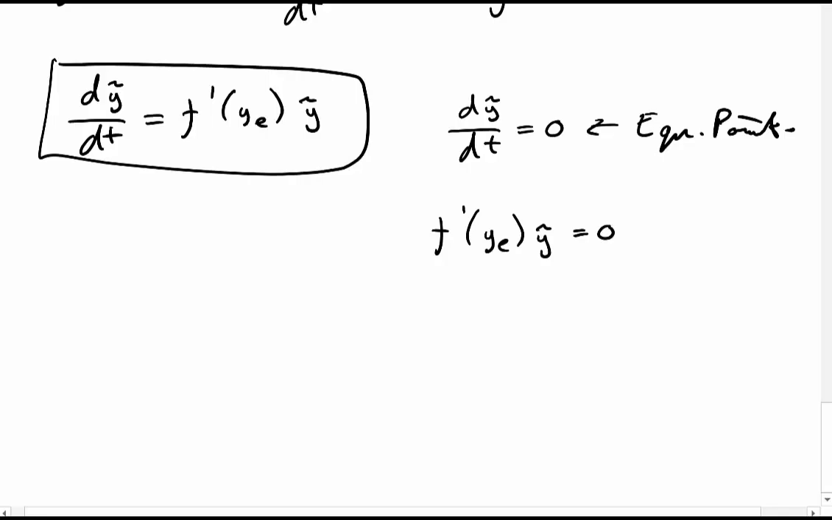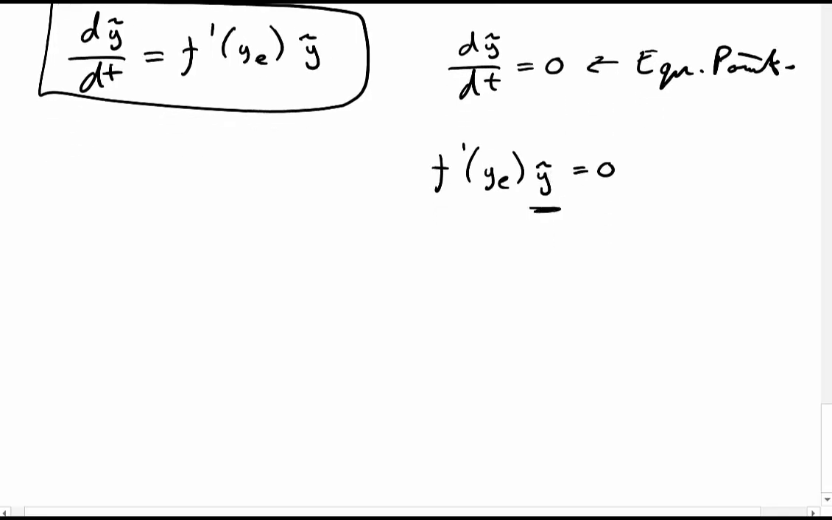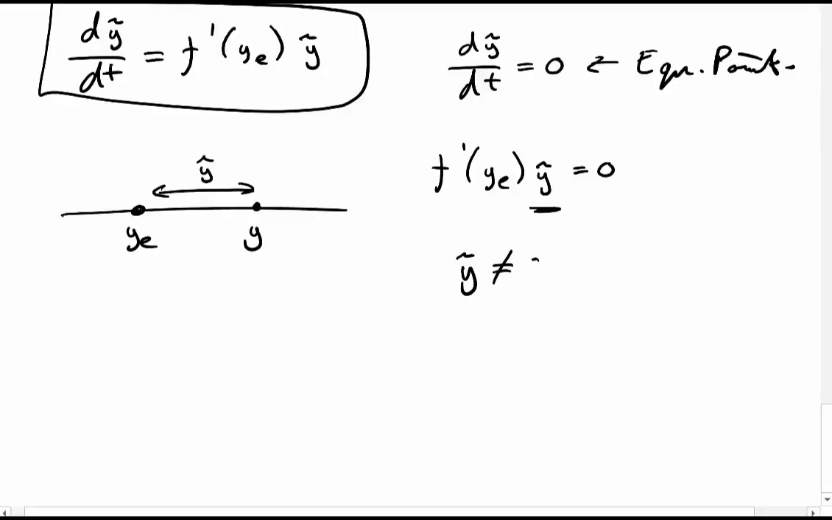Well, notice that y tilde, what is y tilde? Well, it's our distance away from ye. Effectively we've got two things multiplied by each other and they're equal to 0, so therefore one of them has to be equal to 0. So y tilde cannot be equal to 0 because it defines a distance, a distance y away from ye, our equilibrium point.